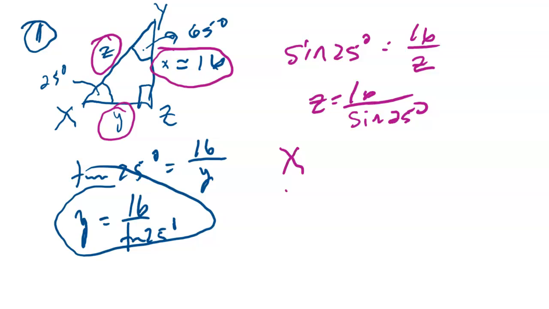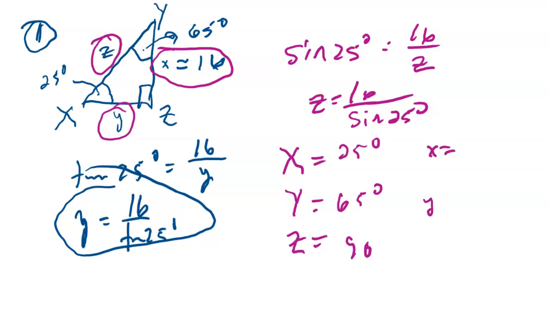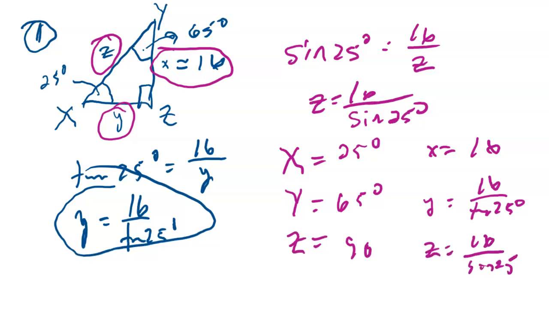Big X, big Y, big Z. So the angles are 25 and 65 and 90. And the sides, little x, little y, and little z. X was 16. Y is 16 over tangent of 25. And z is 16 over sine of 25. Angles solved. That took 3 minutes. That's not bad. I thought it was going to take longer.